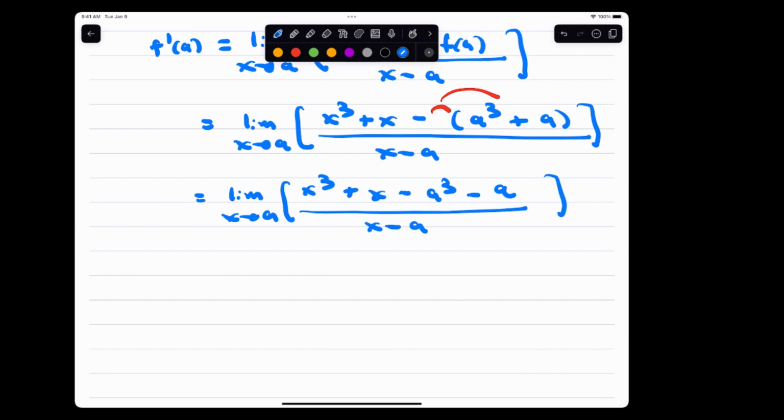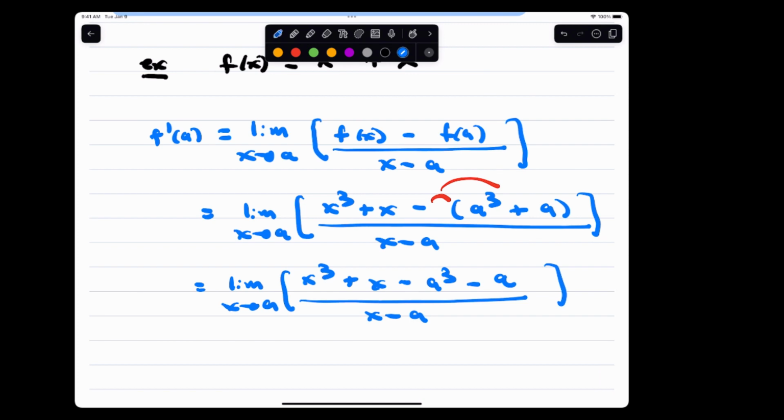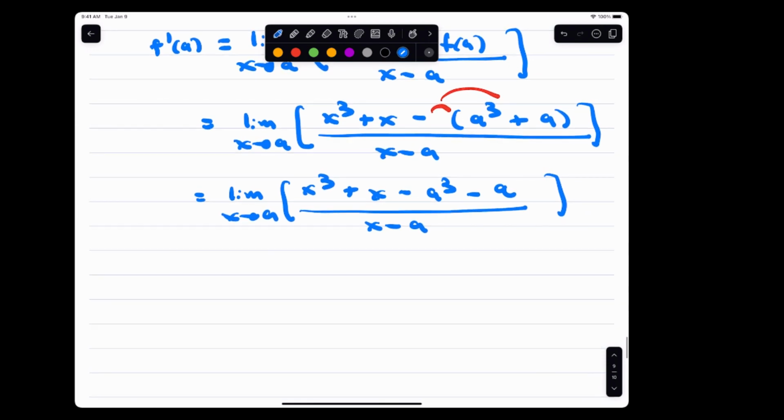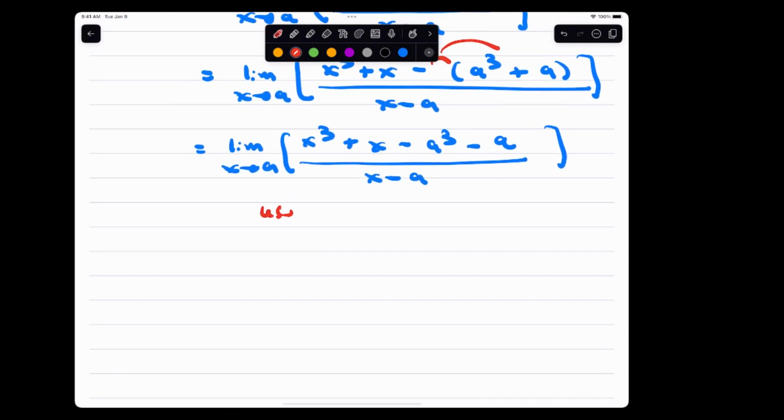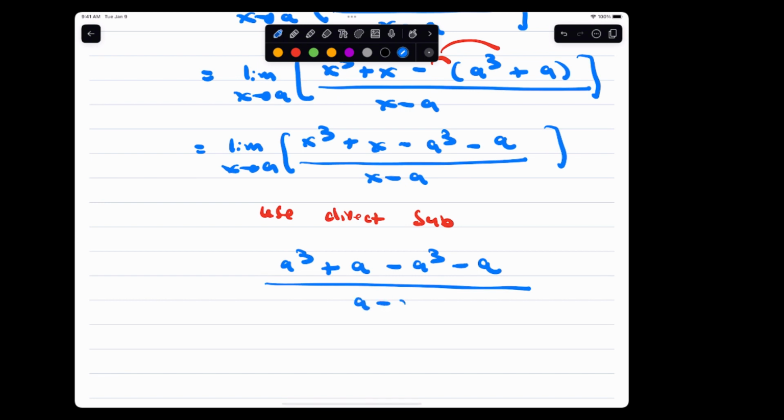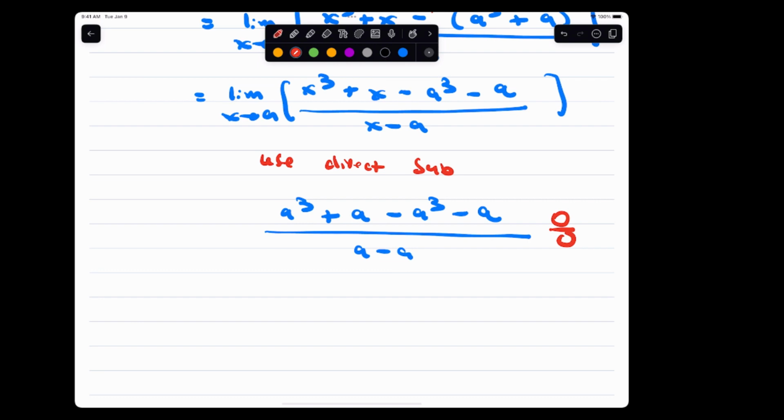Okay, I think we're okay. I guess that's it. Do we make a mistake anywhere? I think we're good. Is that right? Okay, you want to use what now? What do you end up getting by direct substitution? A cubed plus a minus a cubed minus a, over a minus a. What do you end up with? 0 over 0. Isn't that indeterminate? You go, ah, Mr. Judge, that's indeterminate.